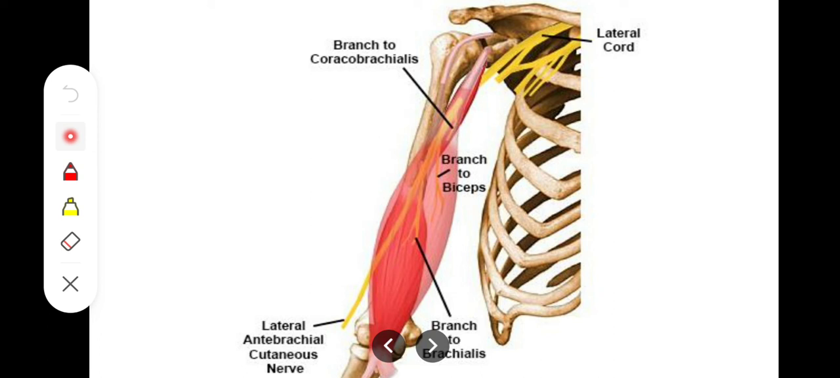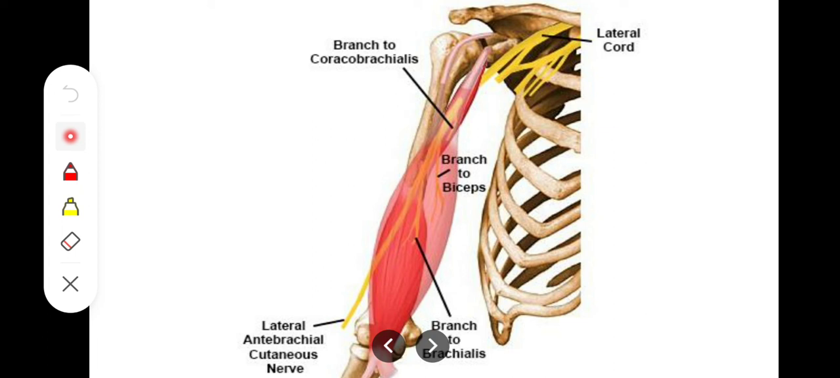And then it also has some articular branches or the branches to the joints, such that the elbow joint is having a supply of the musculocutaneous nerve via its branch to brachialis, and the shoulder joint is having a separate branch from this nerve, the musculocutaneous nerve, as an articular branch. Okay, it supplies the shoulder joint also.